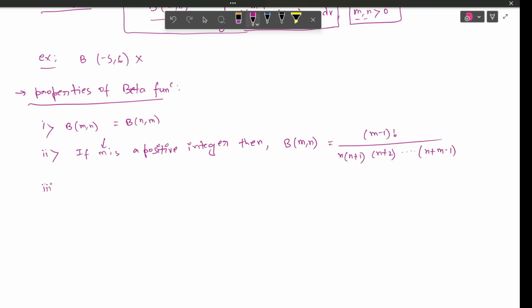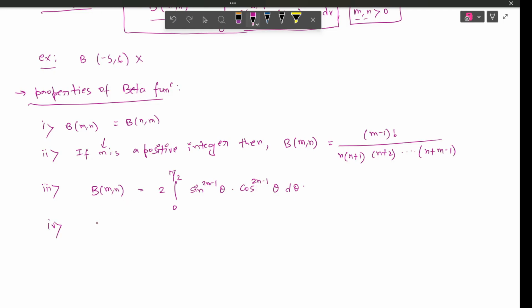Now our third property is beta of m comma n is twice the integration from 0 to pi by 2 of sine to the power 2m minus 1 theta into cos to the power 2n minus 1 theta d theta. Okay, this is a very important formula. Remember this. We will apply all these formulas. Don't worry.